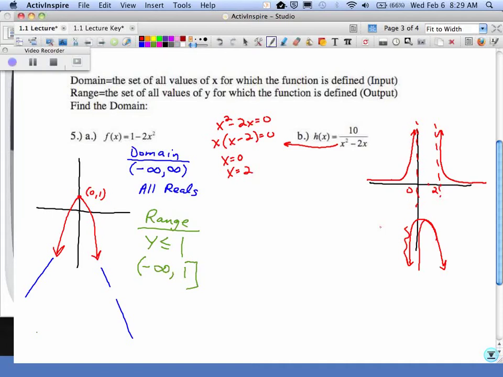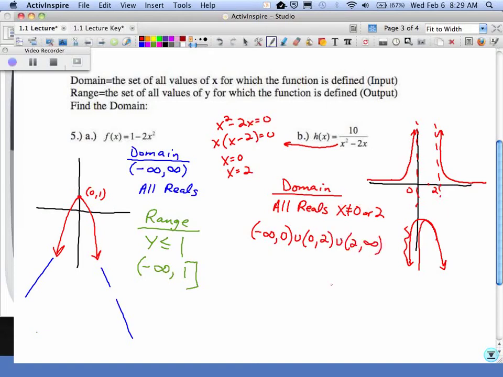So my domain, some of you might write it like that. You might say it's all the real numbers where x is not 0 or 2. You can use everything else in this problem. But if you try to plug in a 0 or 2, you're going to have a problem. Or you might say negative infinity up to 0, but don't use it. Everything between 0 and 2, and 2 to infinity.